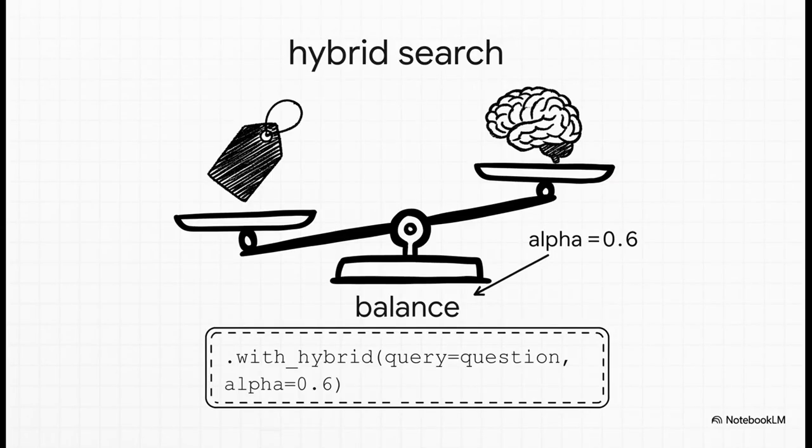And the best part? With a modern vector database like Weaviate, actually doing this is incredibly simple. It's often just a single line of code. You just pass in your query and an alpha value to decide how much you want to weigh the semantic versus the keyword results. It's such an elegant solution for a really complex retrieval problem.